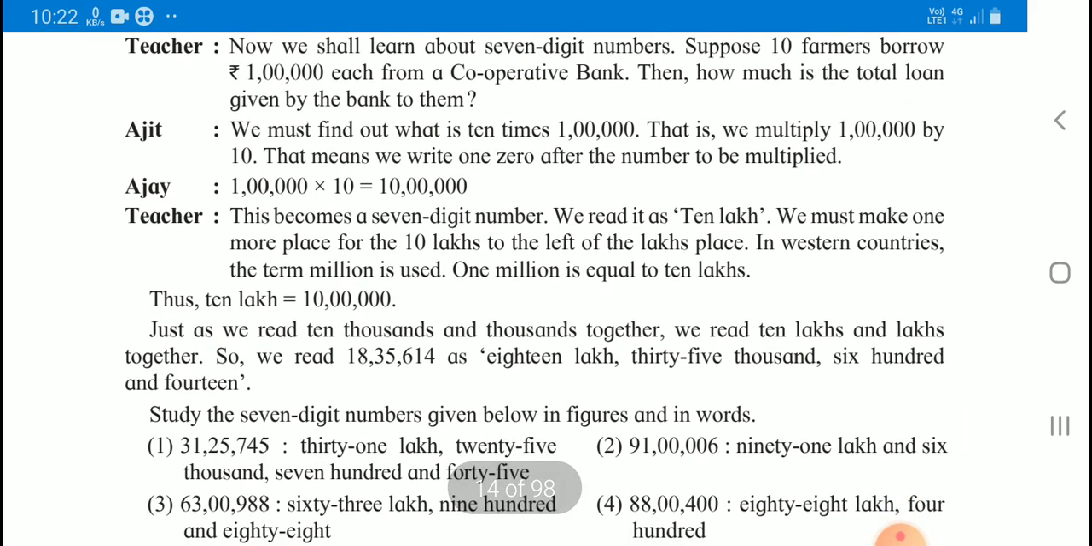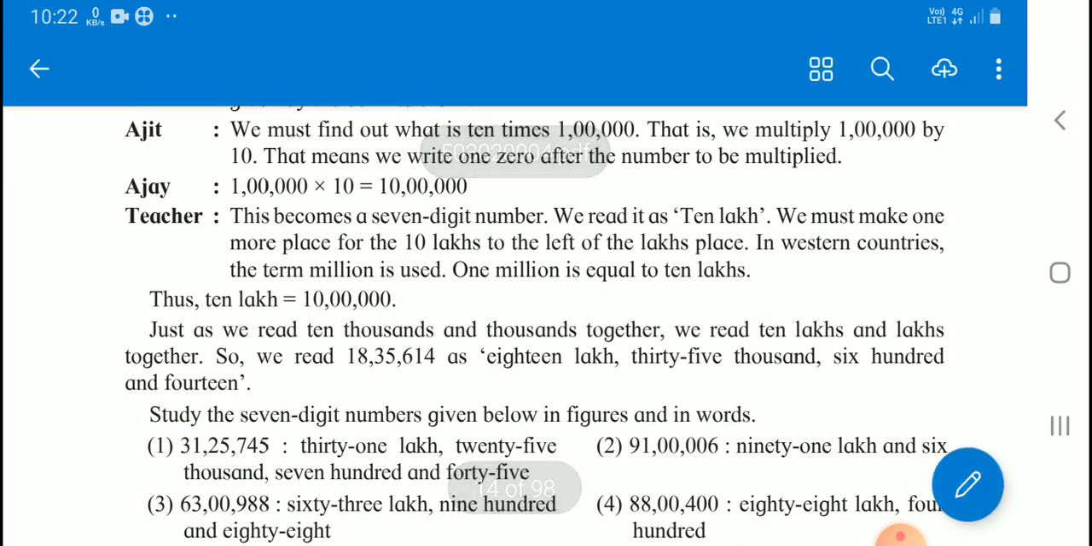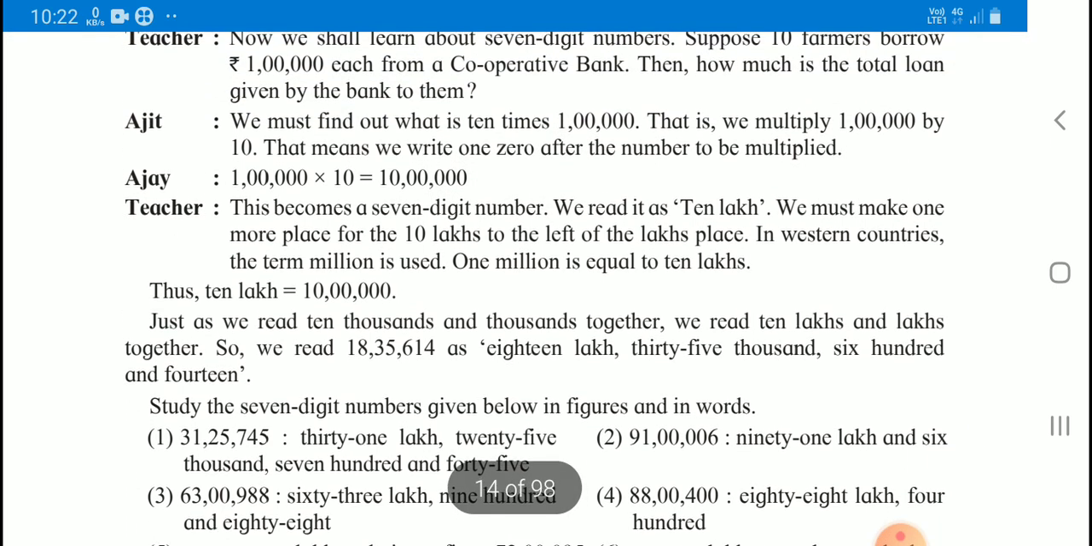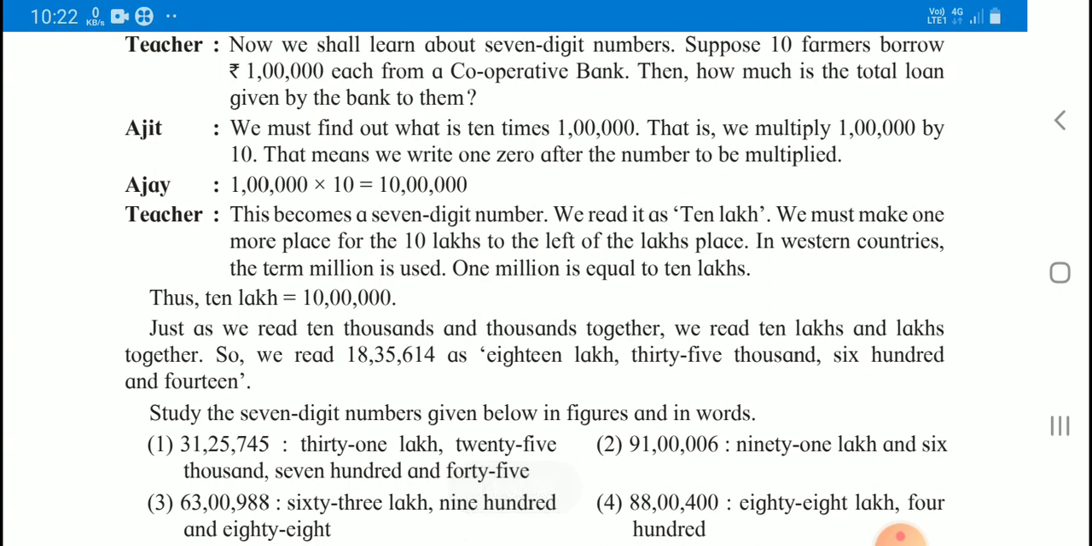Ajit replied, we must find out what is 10 times 1 lakh. That is, we multiply 1 lakh by 10. That means we write 1 zero after the number to be multiplied. Ajay replied, 1 lakh multiplied by 10 is equal to 10 lakh. Teacher said, this becomes a 7-digit number. We read it as 10 lakh.